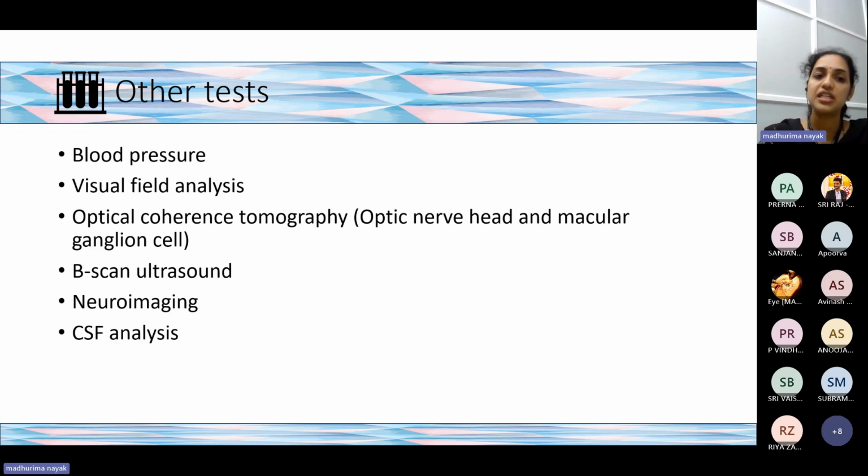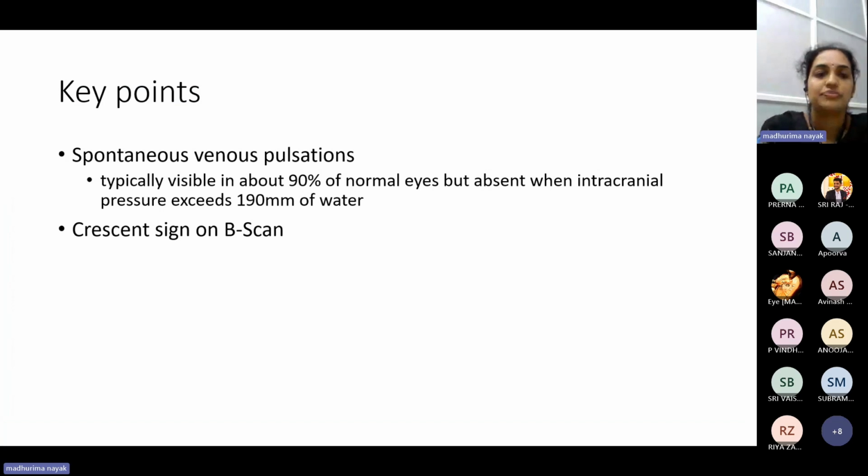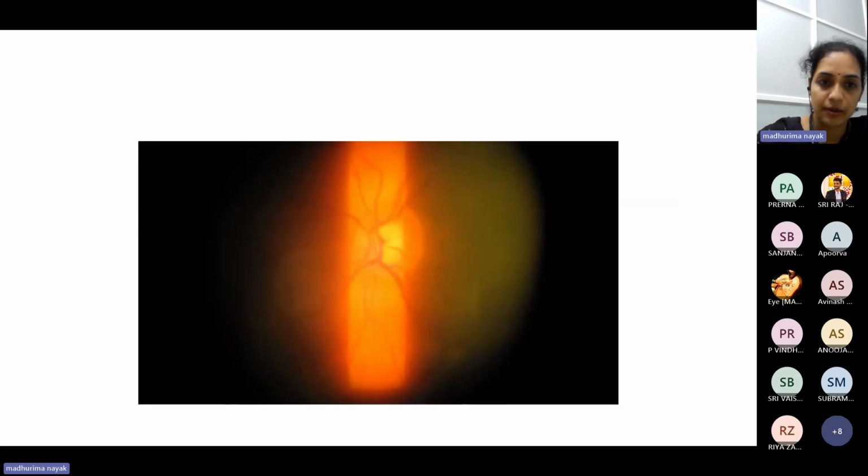You can also pick up drusen using B-scan. Okay, then neuroimaging and CSF analysis only in required cases. I'll show you the pictures. So from the discussion till now, two important things I want you to remember are spontaneous venous pulsations and the crescent sign. So I'll show you this video.